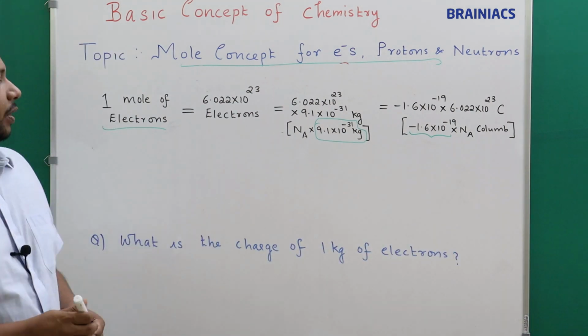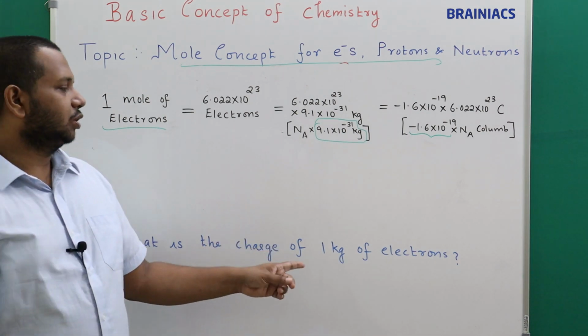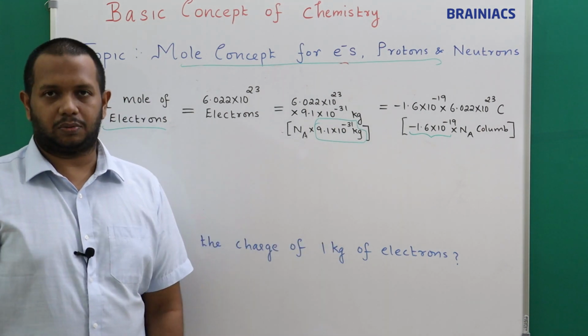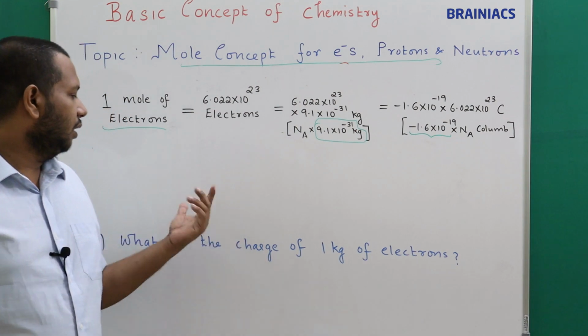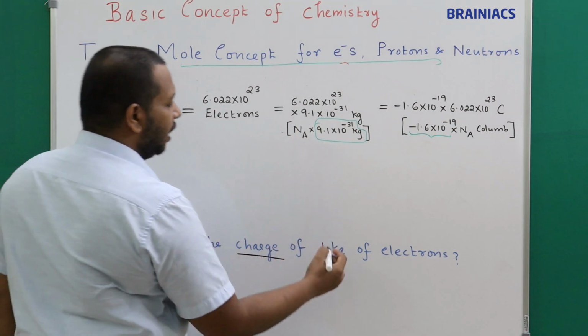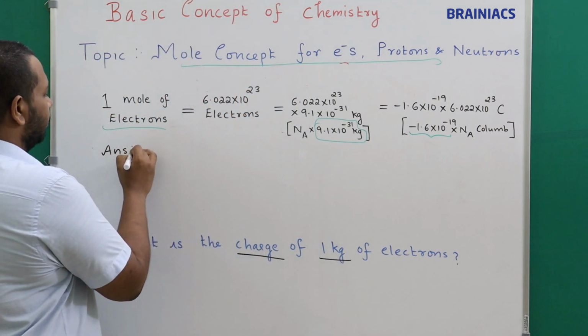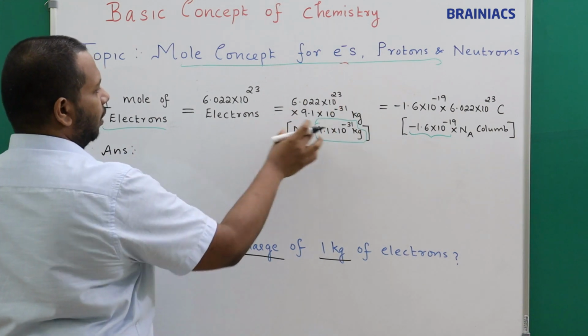Okay, I hope you are able to see it. The question here is, what is the charge of 1 kg of electrons? The question is very clear. They are asking for the charge, and the other term to be related is the mass. So I will try to do the relationship first. Charge means this one and mass is this one.